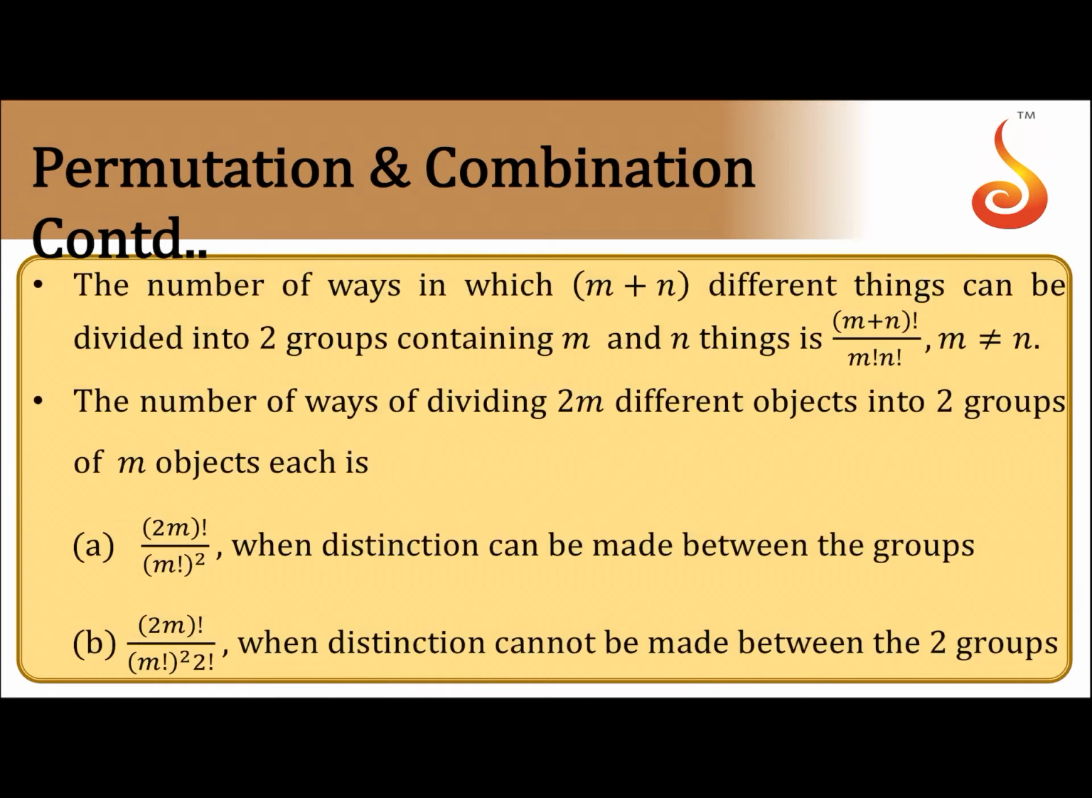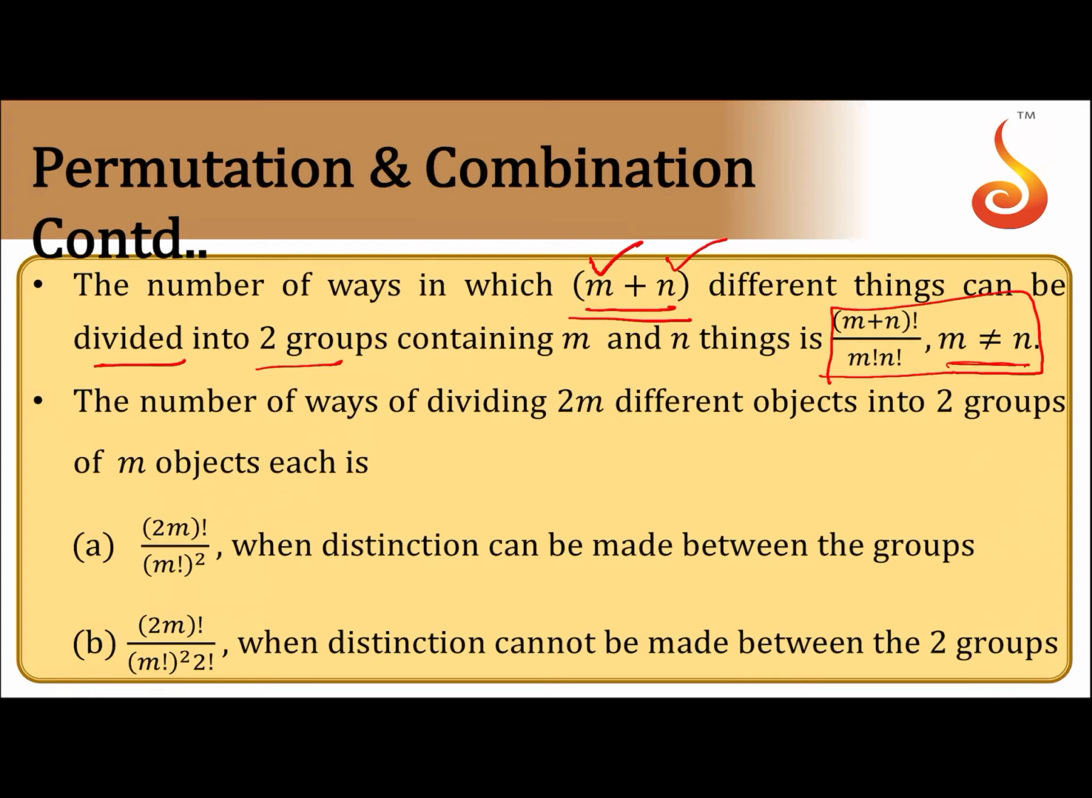Coming to the next one, distribution. The number of ways in which m plus n things can be divided into two groups, one group consisting of m things and another group consisting of n things, is given by (m plus n) factorial divided by m factorial n factorial.